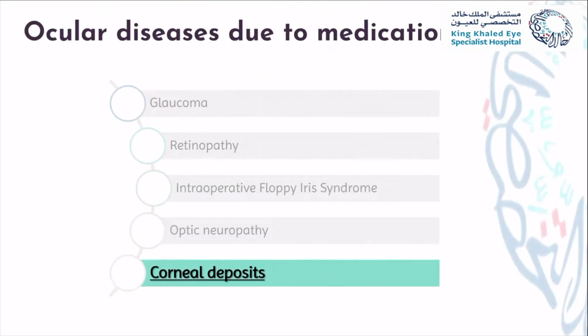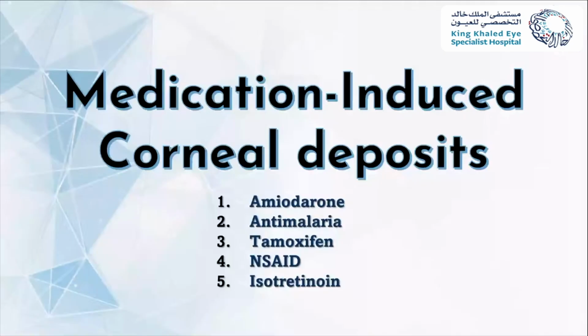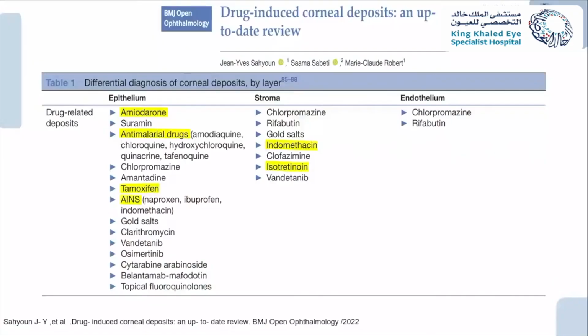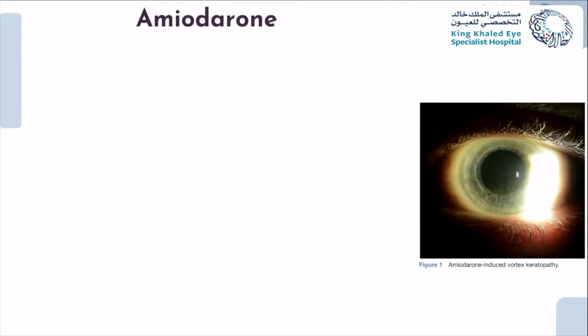Let's go to the final disease, which is corneal deposition. I will talk about amiodarone, antimalarial medication, tamoxifen, non-steroidal anti-inflammatory drugs, and isotretinoin. Actually, this is the whole list of medications that can cause corneal deposits, and each medication will affect a layer of the cornea. So let's start with amiodarone.